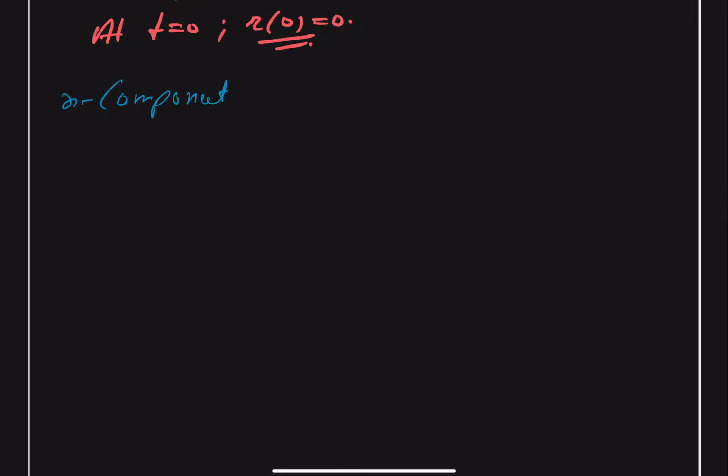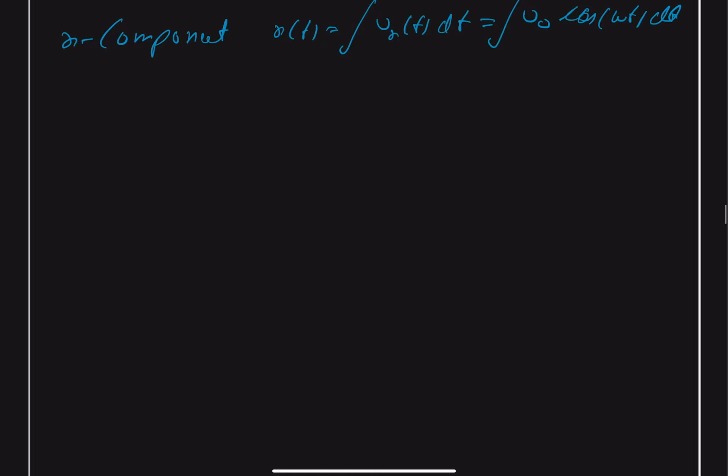The x component, that our x of t will be the integration of the velocity x component, and that is the integration of v naught cos of omega t dt. So this gives us that our x of t is equal to v naught upon omega sine of omega t.